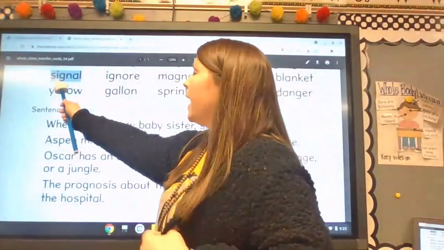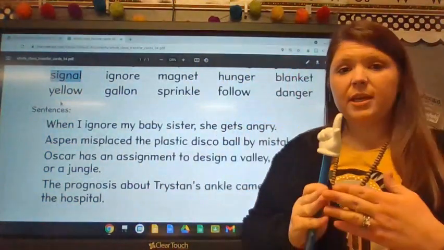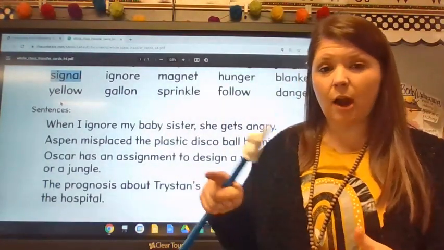All right, so let's go ahead and look. In this word, we have G and N. Remember, when G and N are in the middle of a word, they're represented as a digraph with the swoop.